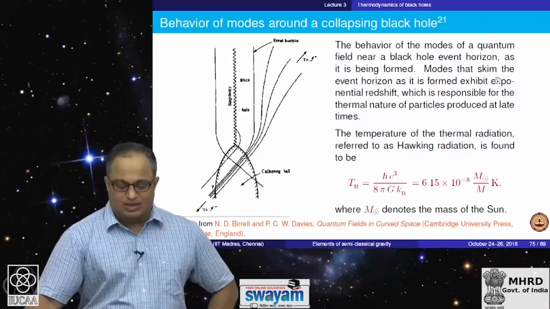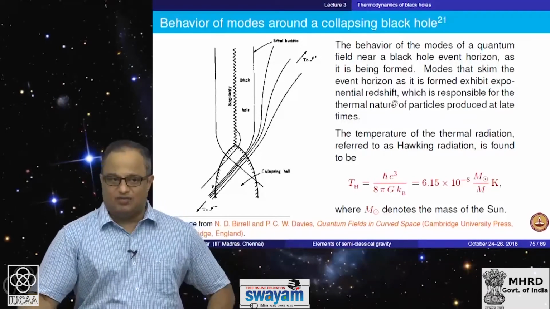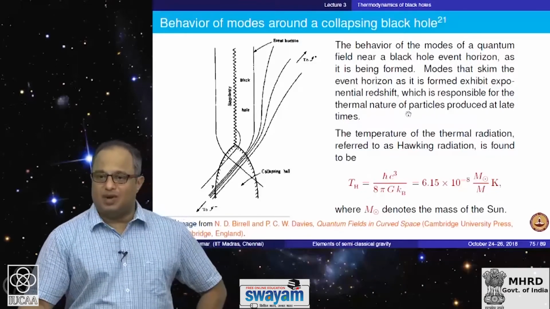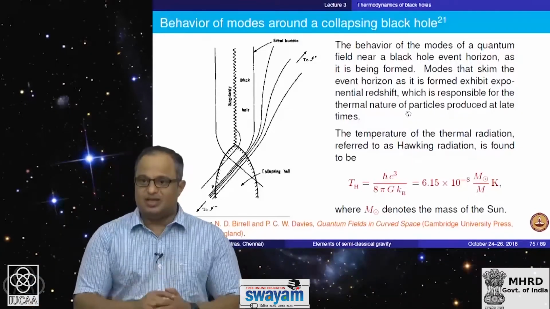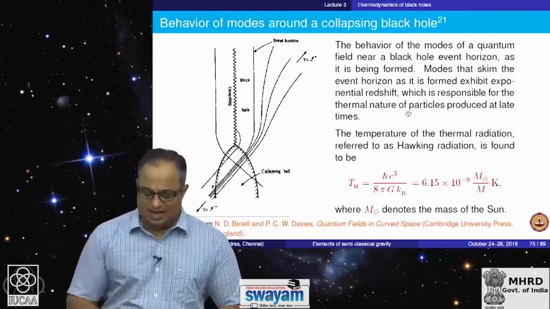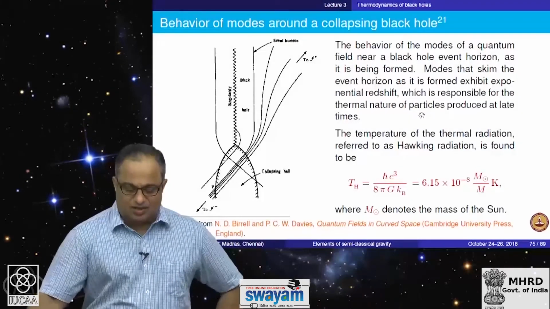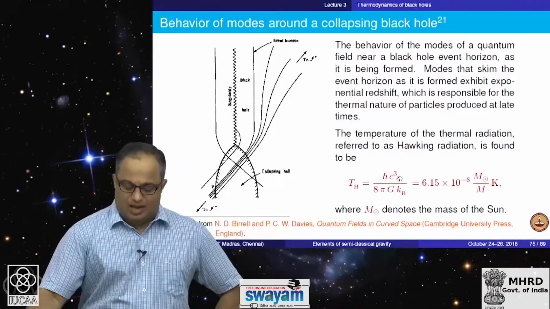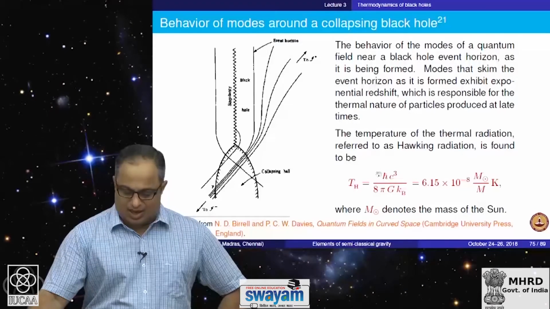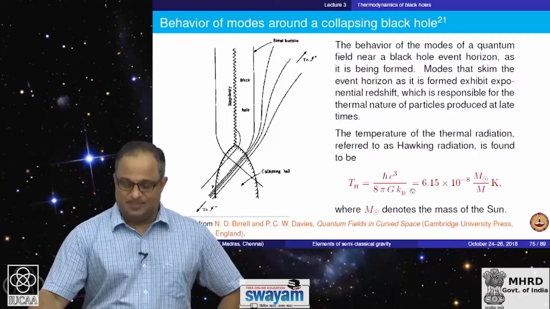I will just make a few remarks about this. So as I have said, modes that skim the event horizon as it forms exhibit exponential redshift because they are the closest to the horizon, which is responsible for the thermal nature of the particles. I will explicitly illustrate this with the help of the example of the uniformly accelerated observer. And there is a thermal spectrum, and I think I have missed an m in this expression. There has to be an m in the denominator.